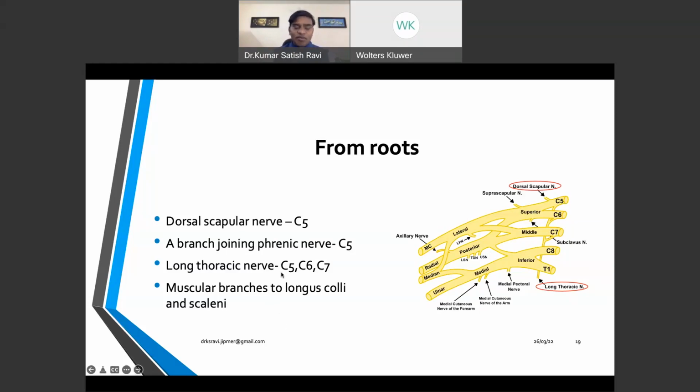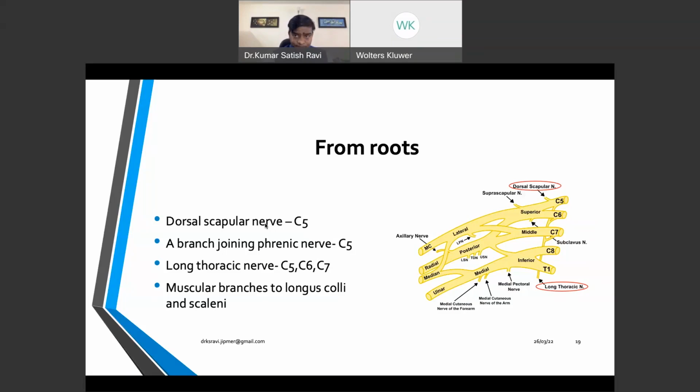Now, when we see over here, this dorsal scapular nerve is also called the nerve to rhomboids because it gives branches to the rhomboids major and the minor. Apart from that, it also gives twigs to the levator scapulae, which you will find on the medial border of the scapula towards the dorsal aspect.